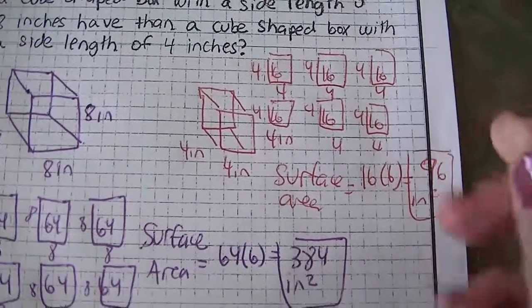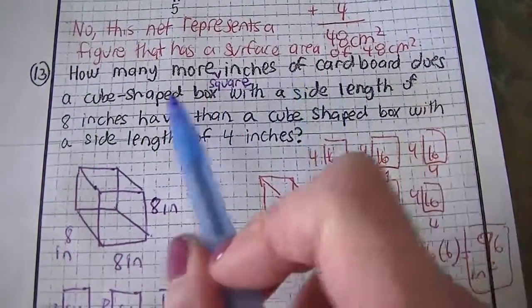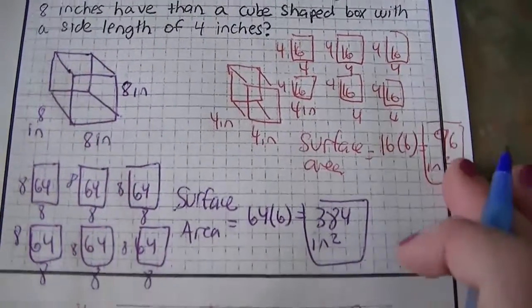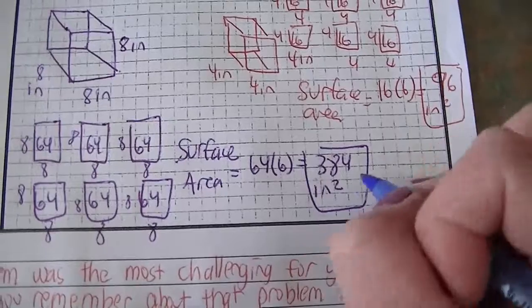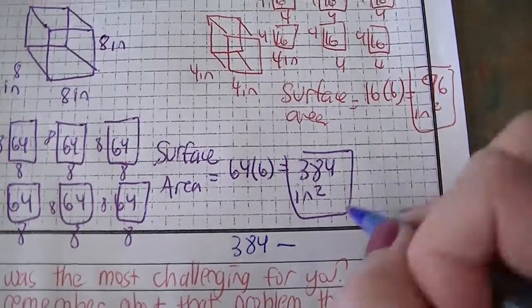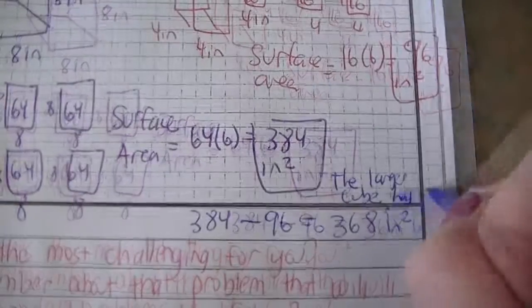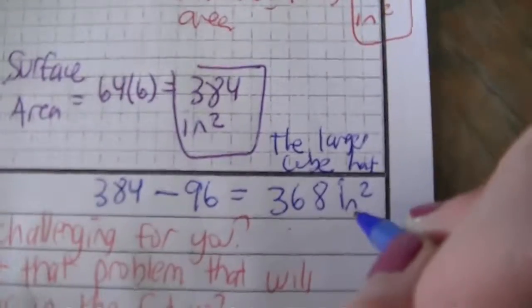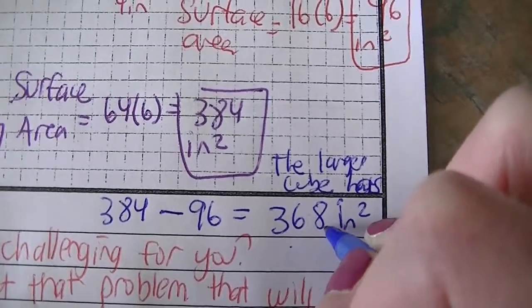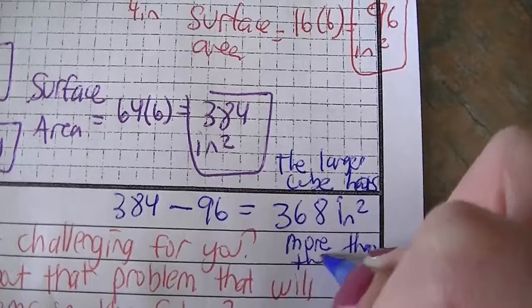We're not done because we obviously have to answer the question. How many more square inches of cardboard does this one have than this one? So that's implying you've got to subtract, okay? So we're going to take this one right here, 384 inches squared, and subtract this 96 inches squared. The larger cube has 288 inches squared more than the smaller.